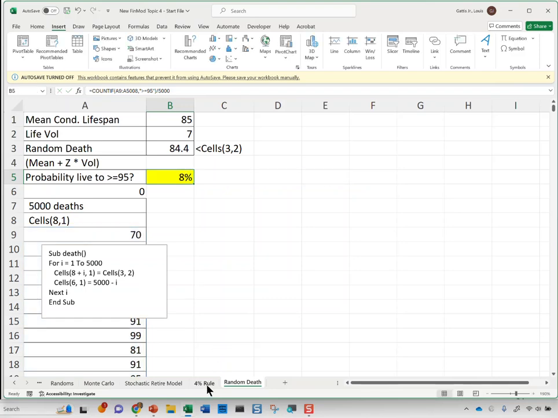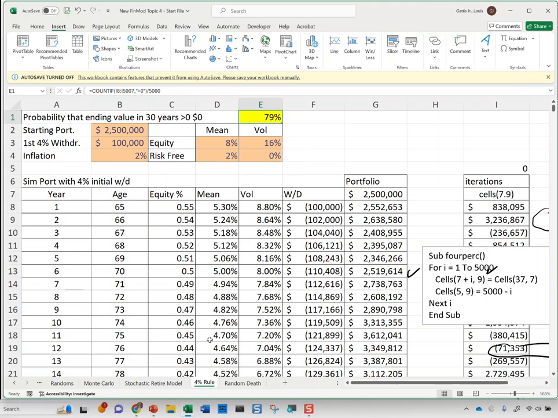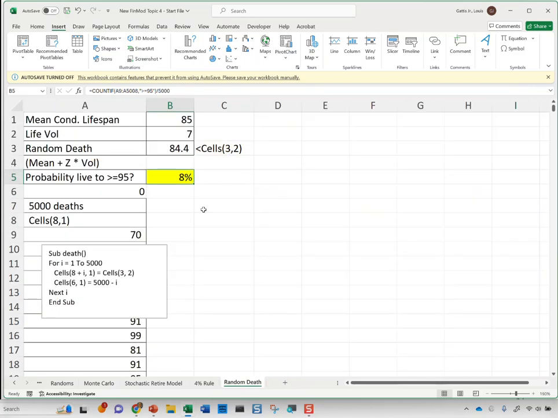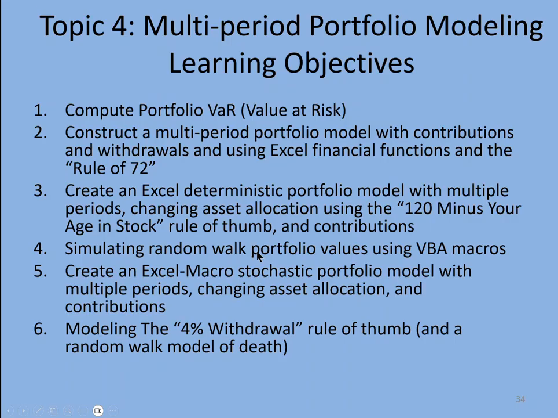Which then makes you start thinking, well, the earlier model said there's a 79% chance my money will last to age 95, but then there's an 8% chance I'll live past 95, or 92 or 95, whatever I had there. So you have to think about these. This is kind of a morbid idea of thinking about financial planning, but this is the reality of financial planning. Will you have enough money to last the rest of your life? All right, so that is the random walk model of death and modeling the 4% rule using the GBM model. So that's it. That's topic 4, multi-period portfolio modeling.